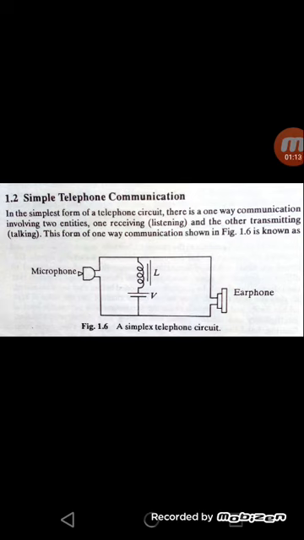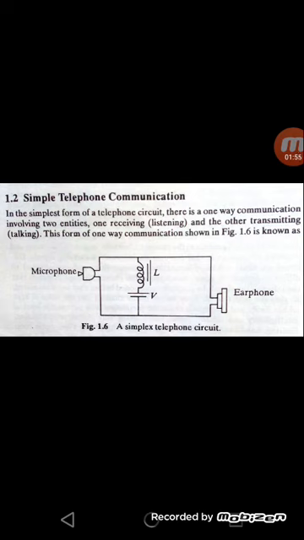The first method is simple telecommunication mode, or simplex mode. In the simplest form of telephone circuit, there is one-way communication involving two entities. The two entities are a microphone and an earphone. Microphones are used to convert voice signals to electrical signals, and earphones are used to convert electrical signals to voice signals.